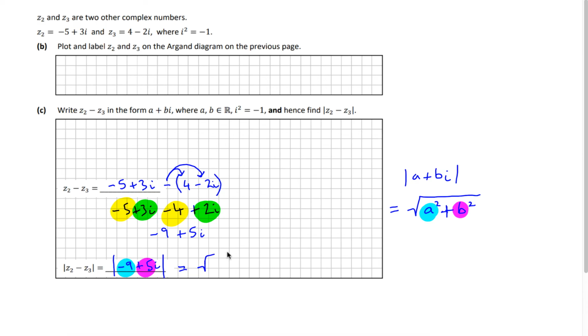So for us it's going to be the square root of minus 9 squared, that's our a squared, plus 5 squared. So that's equal to the square root of 81 plus 25, which is 106, the square root of 106. And then you should check, does that simplify? Does the square root of 106 simplify? And it doesn't, so that's the answer.